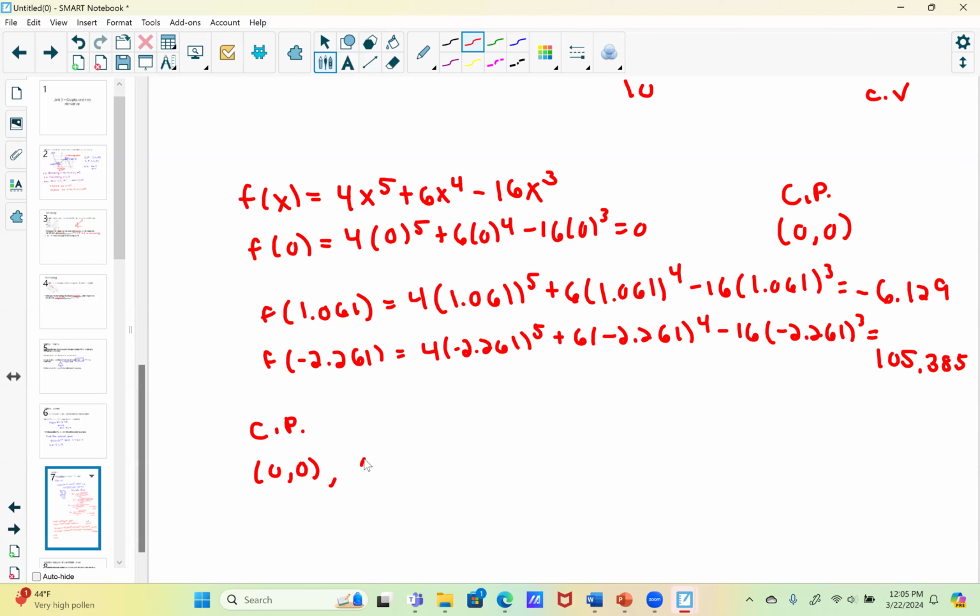Okay, so I didn't write the other two critical points, but the critical points would be 0, 0. This is my x, 1.061. That goes with the y, negative 6.129. And then my third one would be negative 2.261 and 105.385. So that's a more complicated example with finding the critical points.